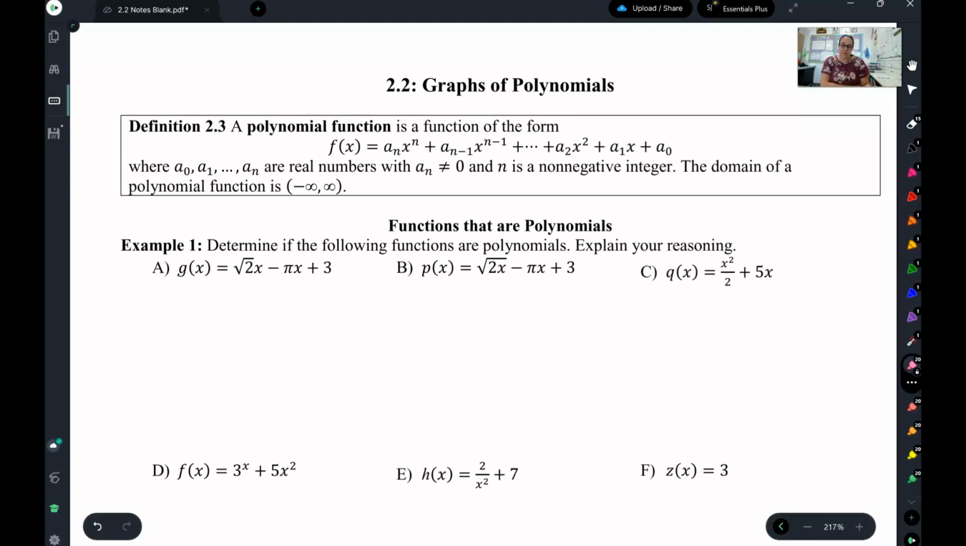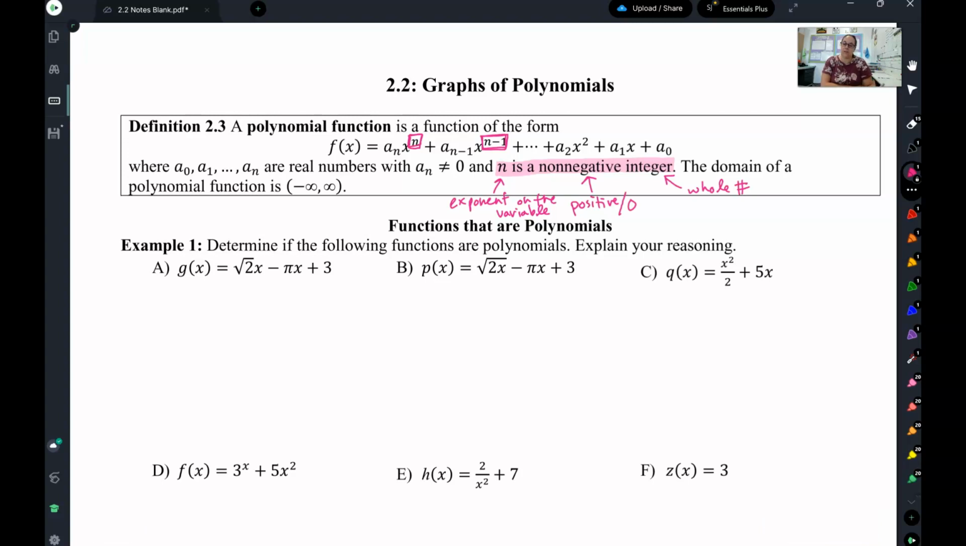A polynomial is essentially an equation where n, and if you notice up here, n is the exponent on the variable. And that exponent is a non-negative integer. Non-negative means positive or zero, and an integer means a whole number. So the exponent is positive or zero, and it's a whole number.